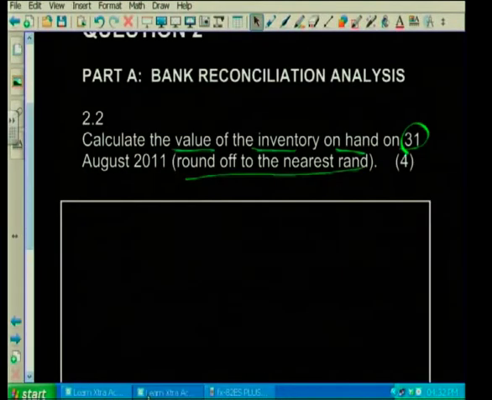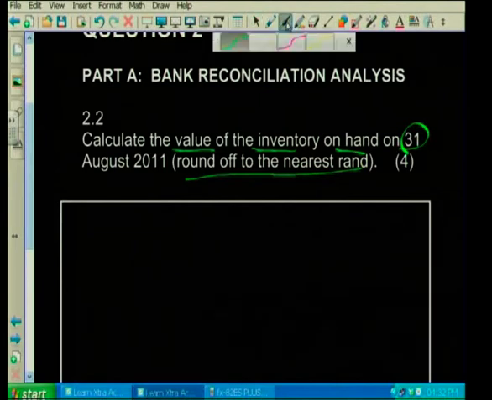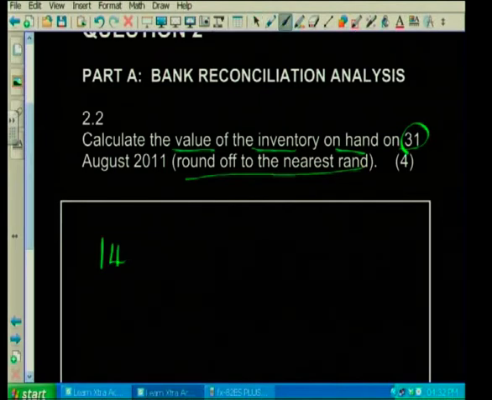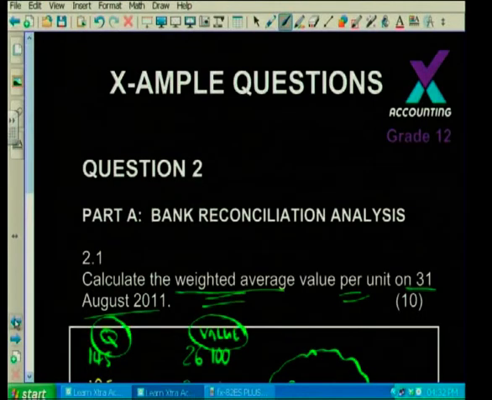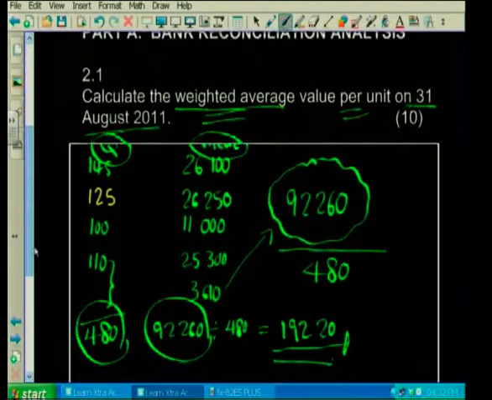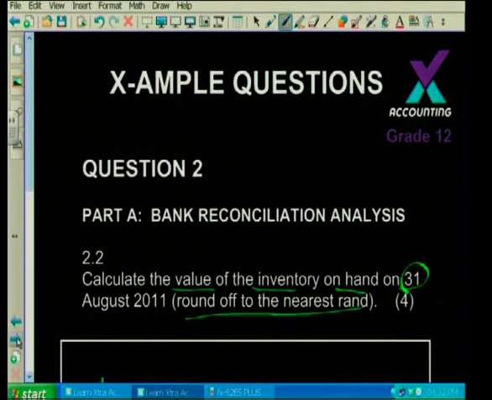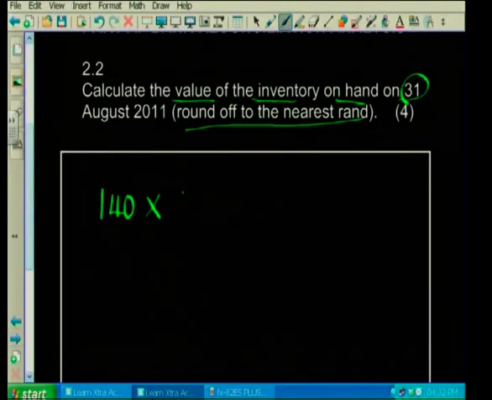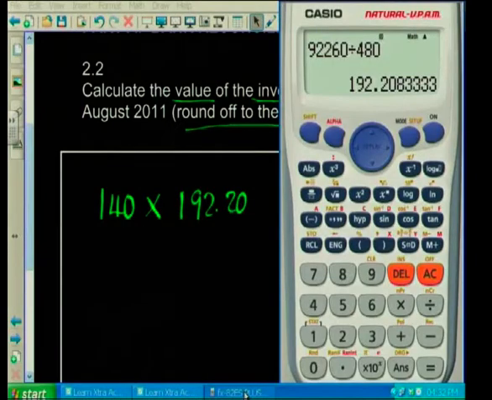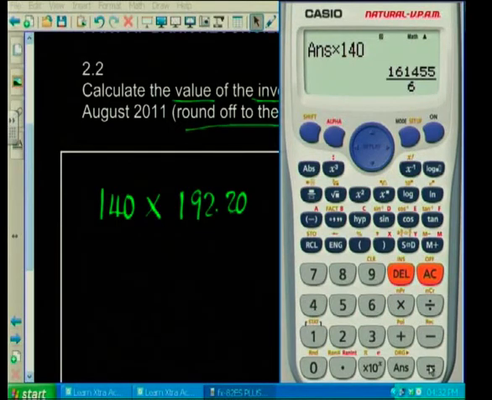So immediately I say, fine, if it's 140 pairs, 140 pairs times what was the unit value that I calculated? Here it is. I calculated it to be 192.20. Let's do that. We've got it there, times 140, and your answer will be 26909.16. They said to the nearest rand.